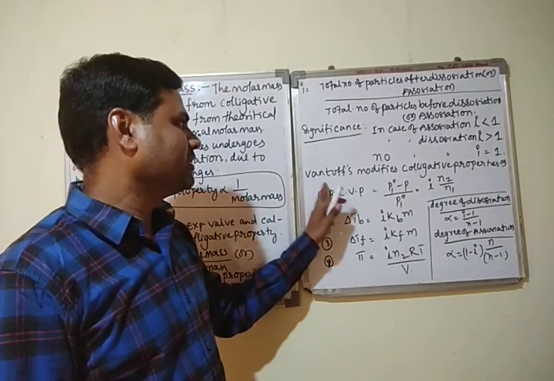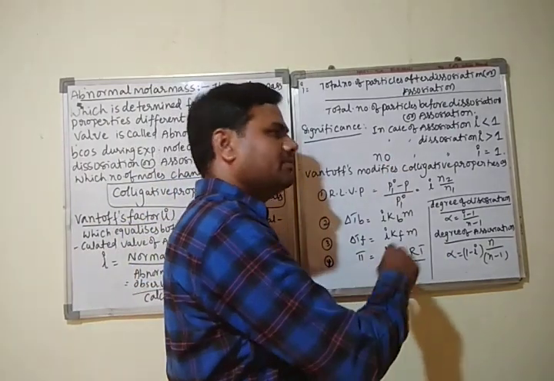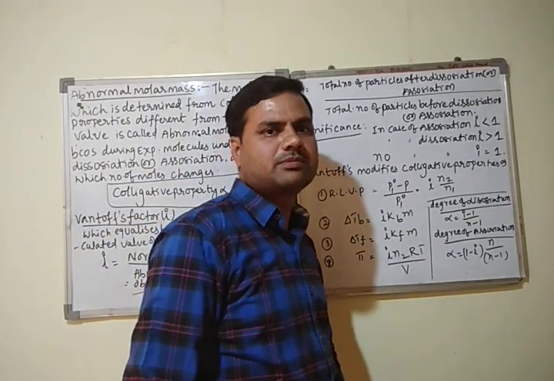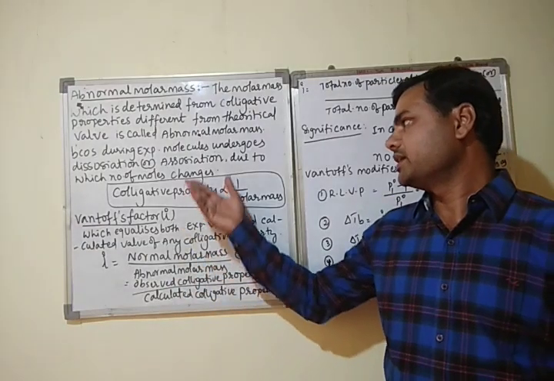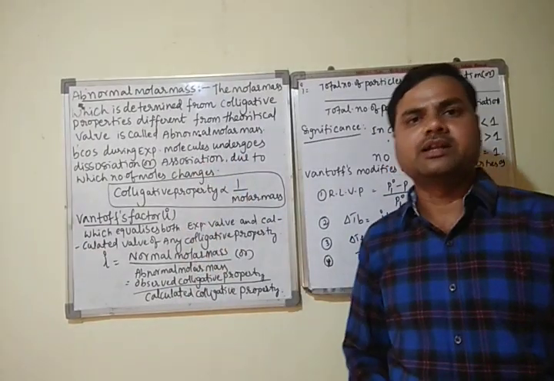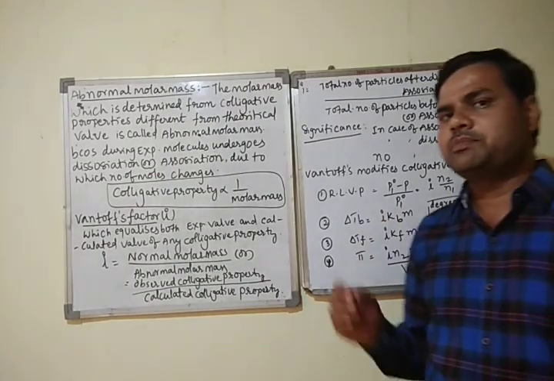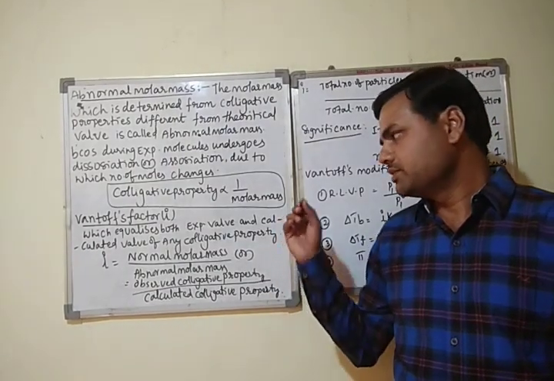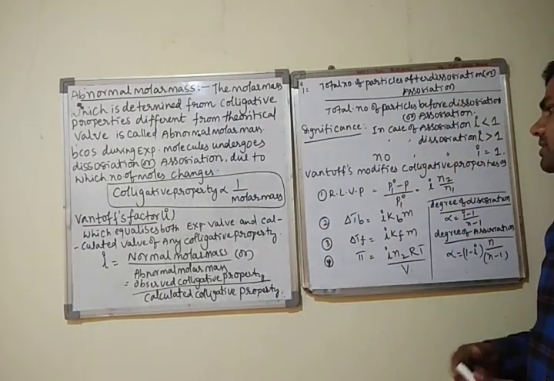And by using this Van't Hoff factor, the colligative property will change because it equalizes both the observed molecular weight, that is the molecular weight calculated from the colligative property, and the theoretical value. Therefore, by using this Van't Hoff factor, we are changing all the formulas, meaning colligative property will change.